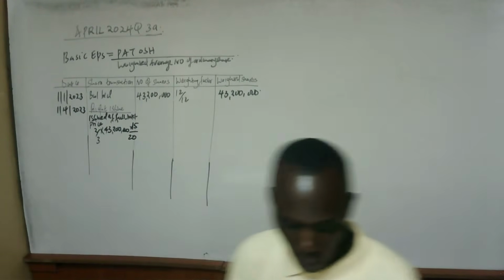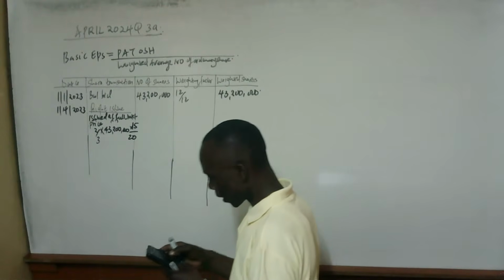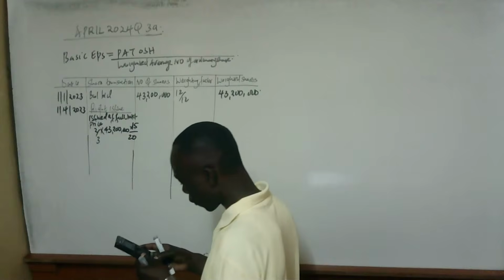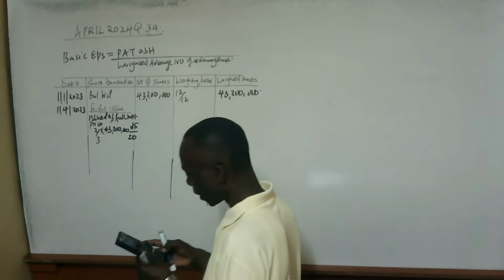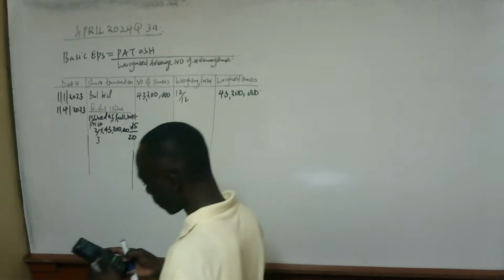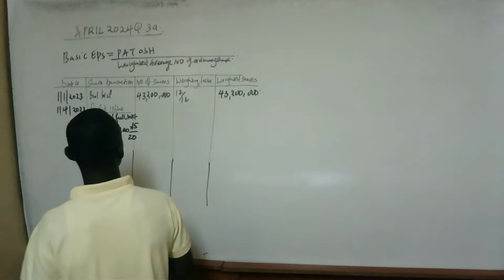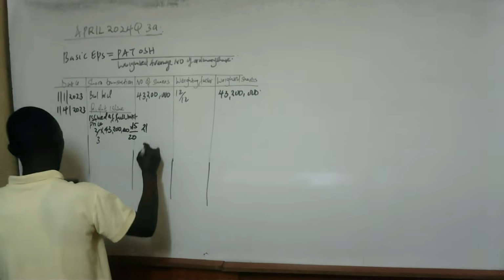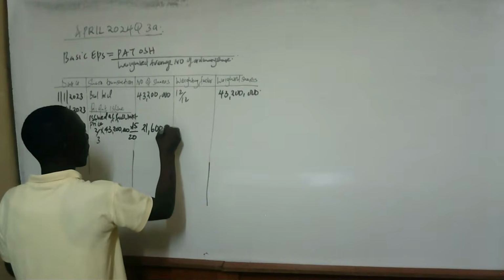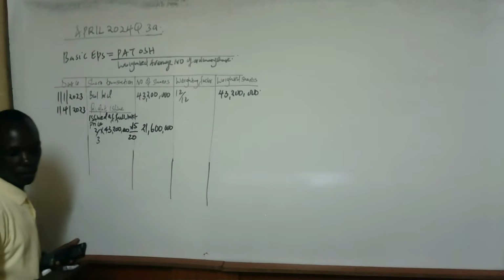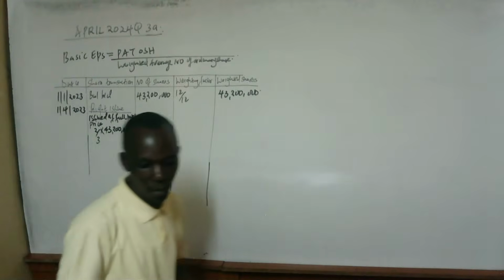So therefore, how many shares are we going to get? So it is 2 out of 3. Then from there we multiply by 43,200,000. Then we multiply by 15 out of what? Out of 20. So therefore, they are going to get 600,000. Then this one is going to be weighted to the end of the year.